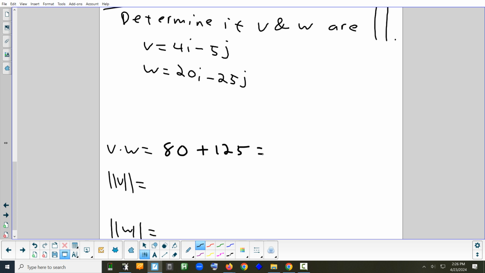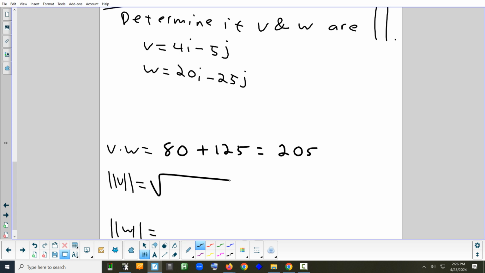So that gives me a dot product of how much? 205. So I don't know if they're parallel yet, but I know that they are definitely not what? Perpendicular. They are not perpendicular because the dot product would have to be 0. That's all I know right now. Okay, magnitude of V.